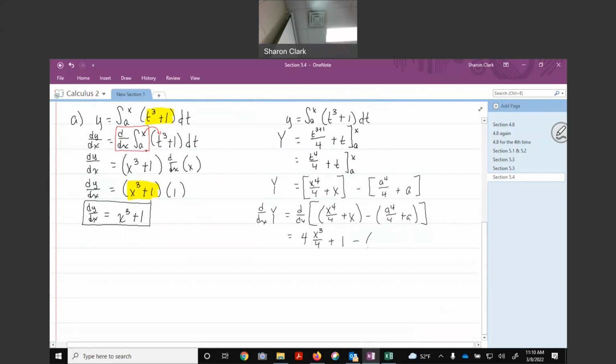minus, now, we're taking the derivative with respect to x, so we hold a, and there's no x, so that would go to 0. We hold a, there's no x, that goes to 0. It's like it's a constant.